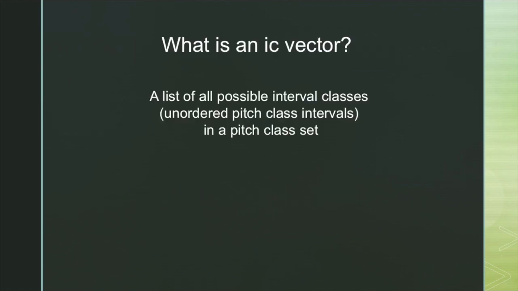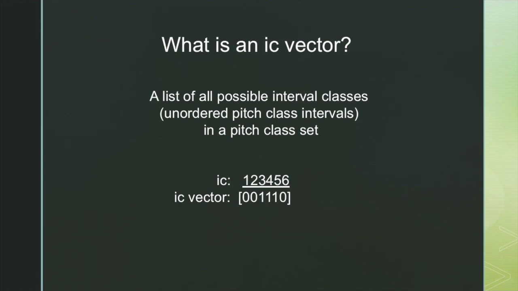An interval class vector is a list of all possible interval classes, or unordered pitch class intervals, within a given pitch class set. IC vectors are placed in square brackets and have 6 order places corresponding to each interval class 1 through 6 from left to right. The numbers within the IC vector indicate the number of times that each interval class occurs within the set. For the rest of our time together, we will place the interval class vector below the list of interval classes, labeling the order positions within the vector.